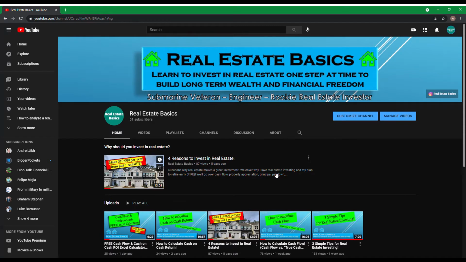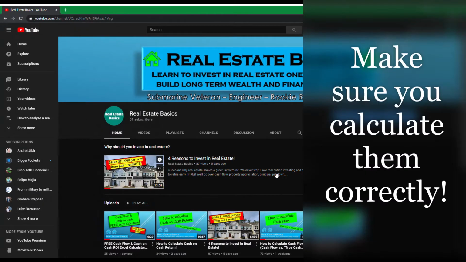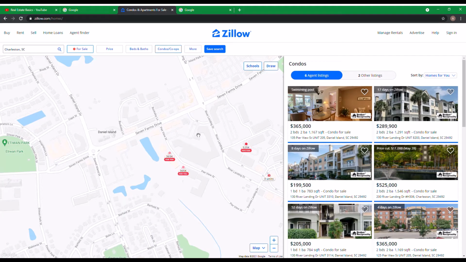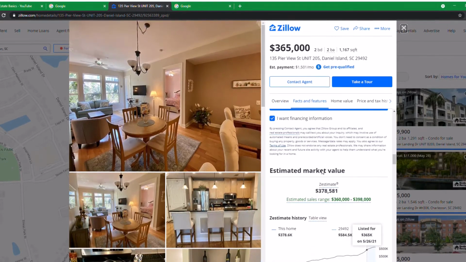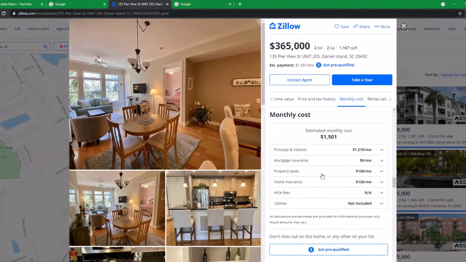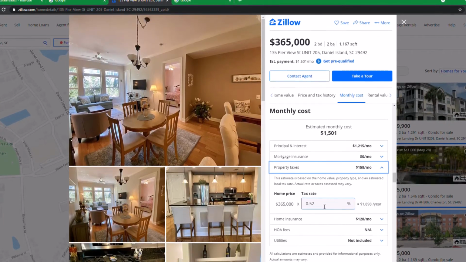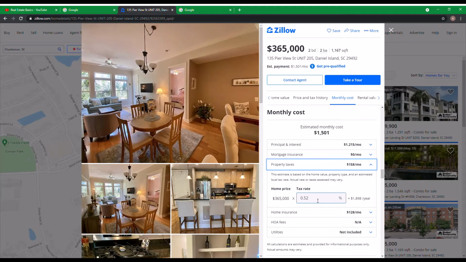Today I'm going to show you how the majority of people are calculating property taxes for their next deal the wrong way. Just head on over to Zillow, and for this example we are in the state of South Carolina and we're looking for a condo to use as an Airbnb. So let's look at this condo that's listed here and then scroll down to Zillow's monthly payment calculator. And for property taxes, you can see they're showing us that the tax rate for this property is 0.52% of the purchase price per year. And if you were to use this value for an Airbnb, that would be wrong.